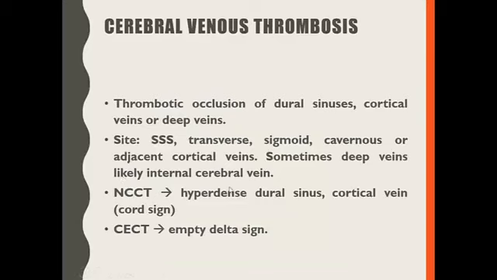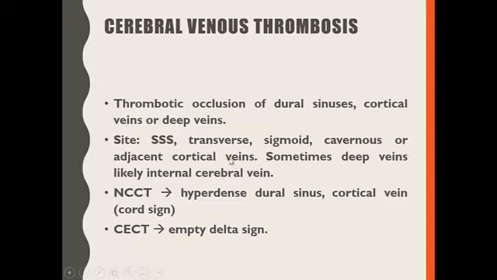Moving to another topic, which is cerebral venous thrombosis, and it is thrombotic occlusion of dural sinus, cortical vein, or deep veins. The venous system of the brain is divided into superficial and deep venous systems. Any one can be occluded or thrombosed. Sites for thrombosis, the most common is the superior sagittal sinus and transverse sigmoid sinus, cavernous sinus, adjacent cortical veins, or maybe the deep veins, including the internal cerebral vein.